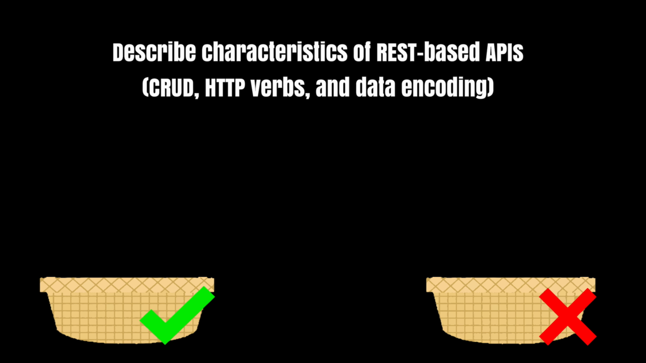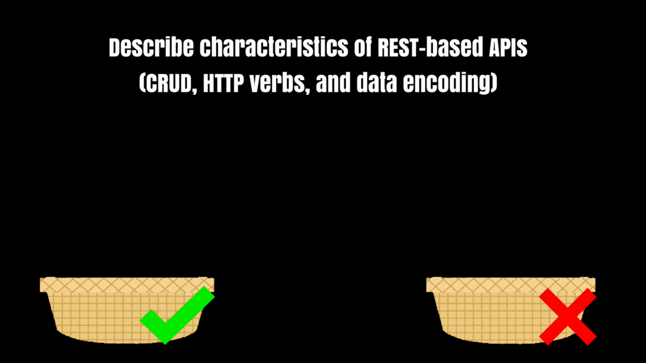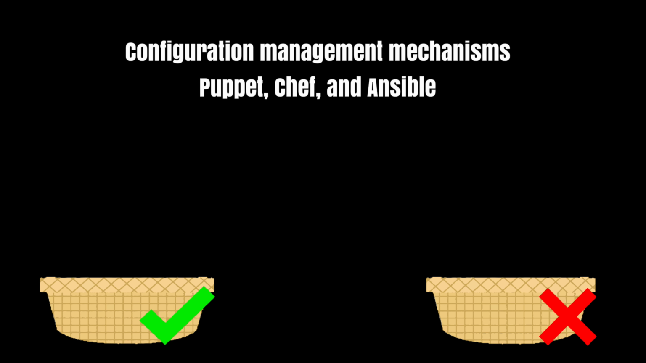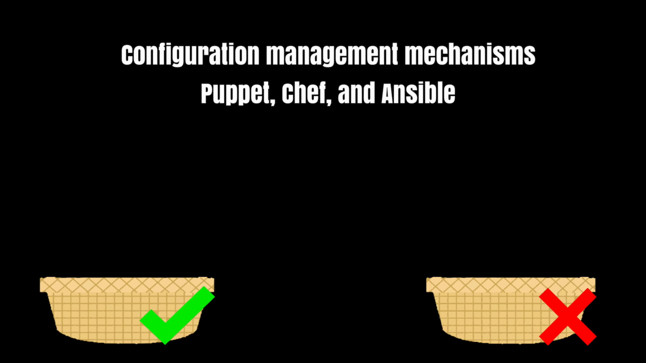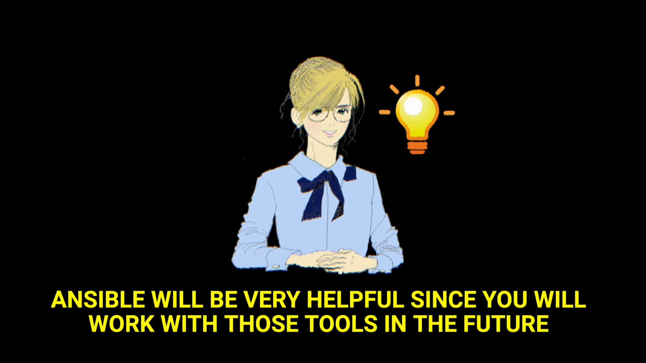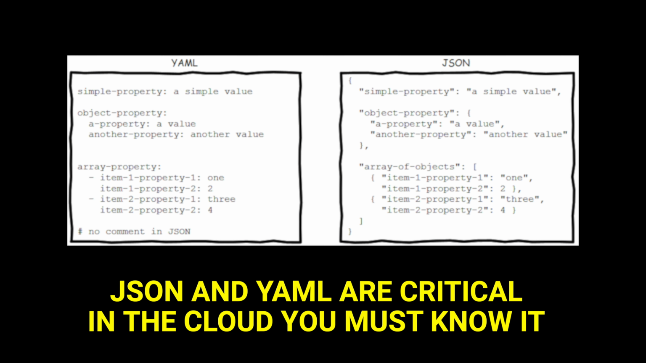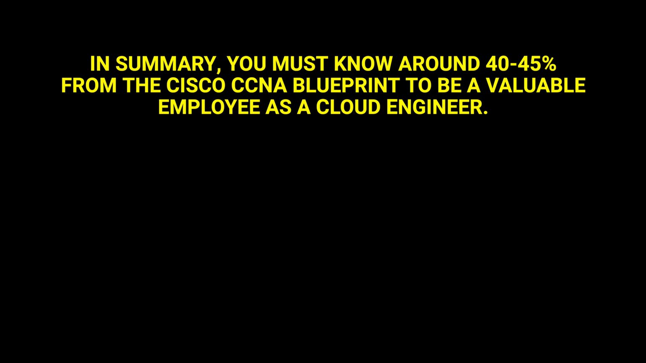Describe characteristics of REST-based APIs such as CRUD, HTTP verbs, and data encoding are valuable concepts. Recognize the capabilities of configuration management mechanisms Puppet, Chef, and Ansible will be very helpful since you will work with those tools in the future. Recognize components of JSON encoded data are also put in the green bucket. JSON and YAML are critical in the cloud. You must know it. In summary, you must know around 40 to 45% of the Cisco CCNA blueprint to be a valuable employee as a cloud engineer.